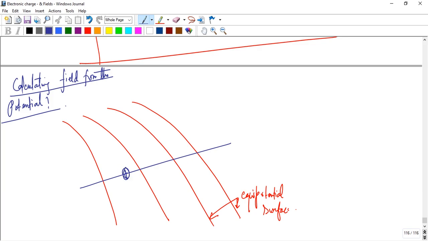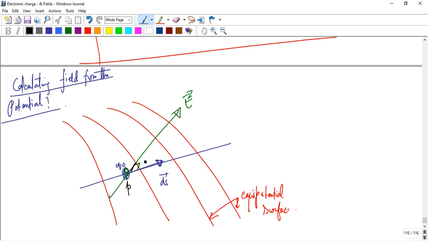We move a positive test charge q naught in that direction. That is the ds vector, and suppose the electric field in that direction pierces the surface at an angle of 90 degrees at point P. The electric field E is perpendicular to the equipotential surface.